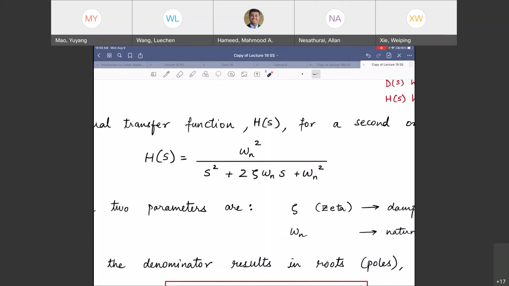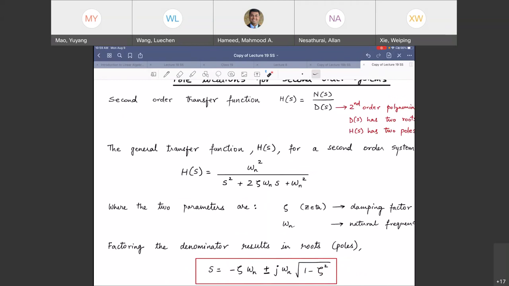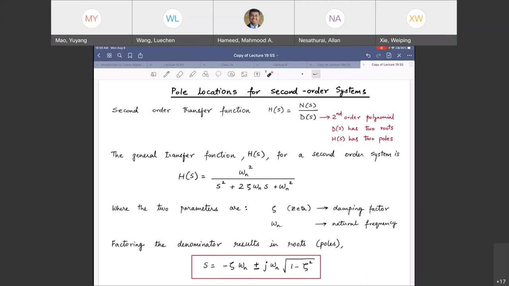2 zeta omega n, yes, and multiplied by s. Okay, so we have two locations, right? So we've got the poles. The poles depend on zeta and omega n. So the location of the poles is actually being controlled by how much damping is involved in the system and what oscillation frequency is involved. Actually, I can plot it. And you know that they are complex conjugates of each other. I can plot it in the s-plane.